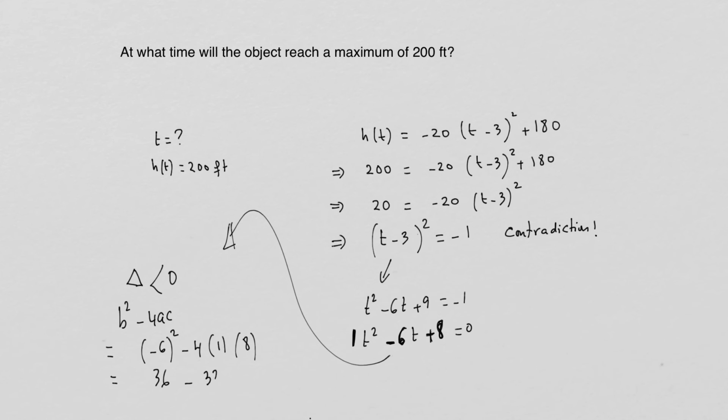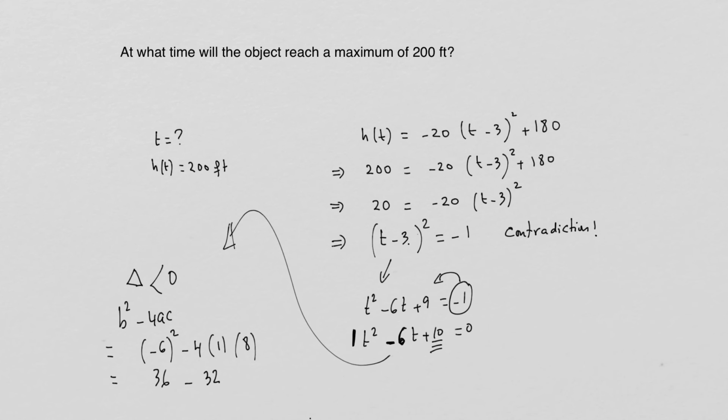Oh, I made a mistake, right? T squared minus 6t plus 9 equals negative 1. Oh yeah, here is a mistake. Of course I made a mistake, because I'm expected to get a negative discriminant. This is 10, right? When you add this one here, it becomes 10.